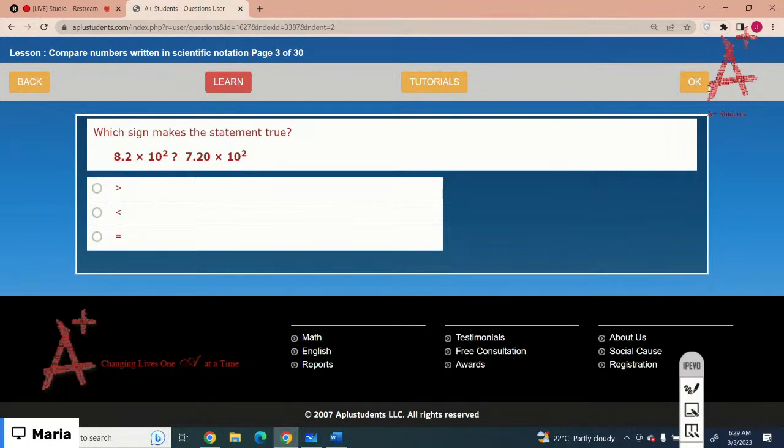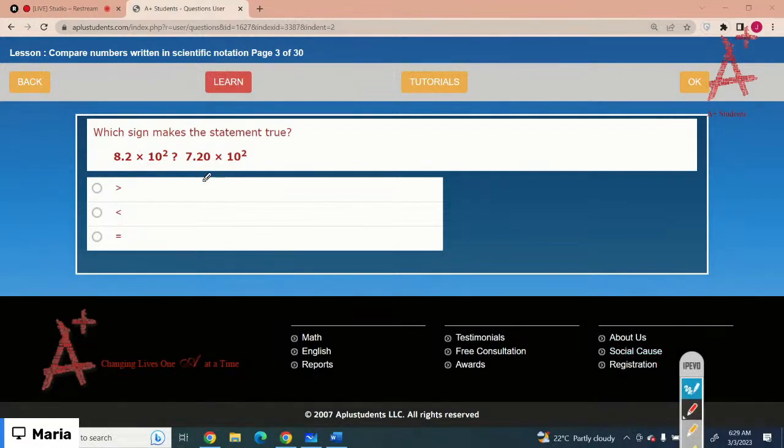Okay, just look at their exponents. The exponents for both are the same, 2 and 2. Now you have to compare their coefficients. Which is greater, 8.2 or 7.2? 8.2 is greater than 7.2. Got it? That means 8.2 times 10 exponent 2 is greater than 7.2 times 10 exponent 2. So it is greater.